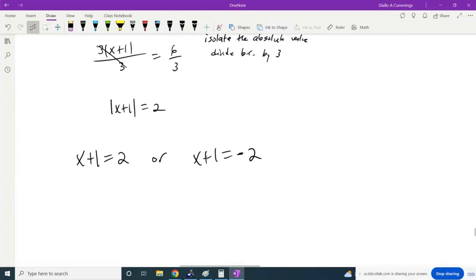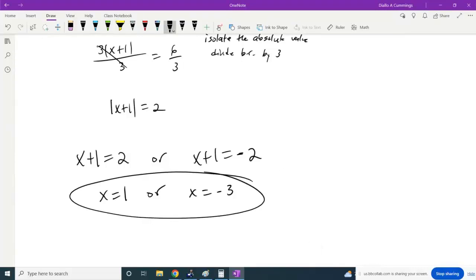So now I want to solve them. All right, so these are just linear equations. So x plus 1 equal to 2. I'm going to transpose positive 1 to both sides, which means I'm going to subtract 1 from both sides. So I have x equal to 1. Or I'm going to transpose 1 for that second equation, or subtract 1. So that means x is equal to negative 3. Right? So x can equal positive 1 or negative 3.